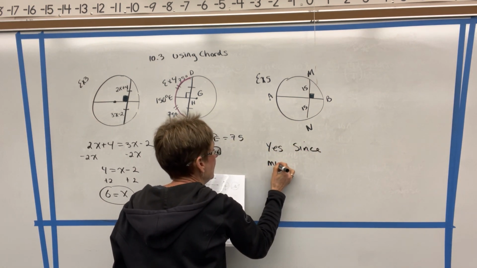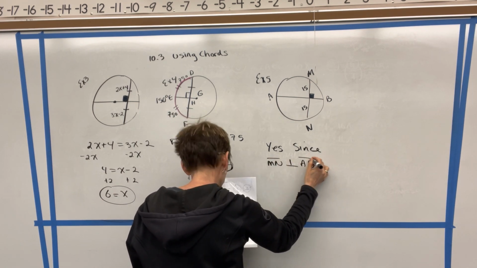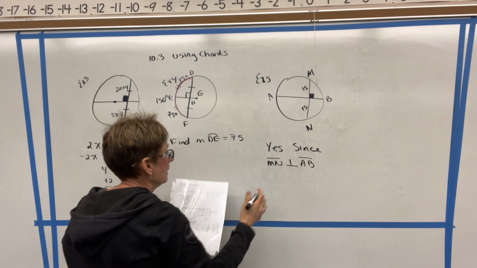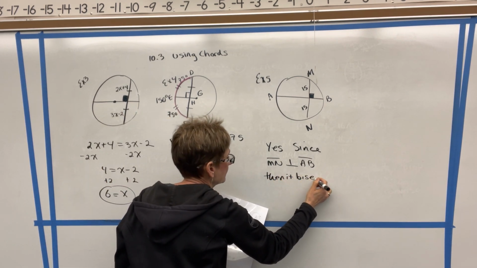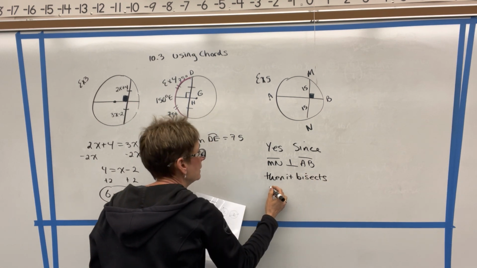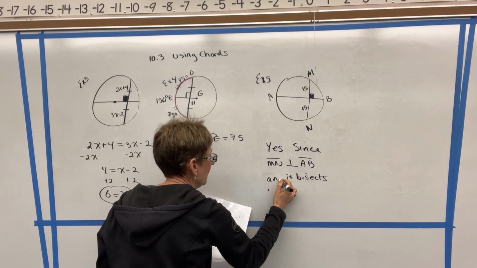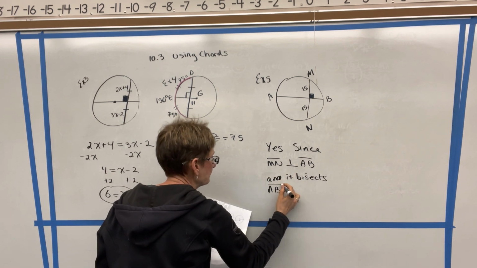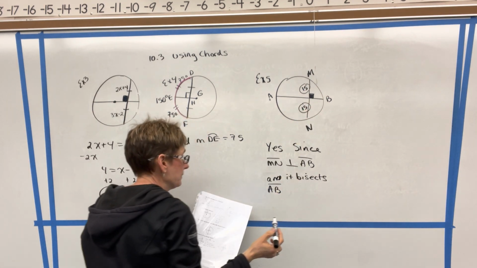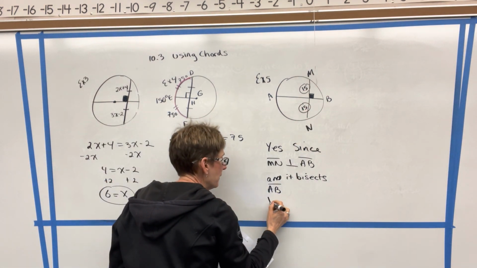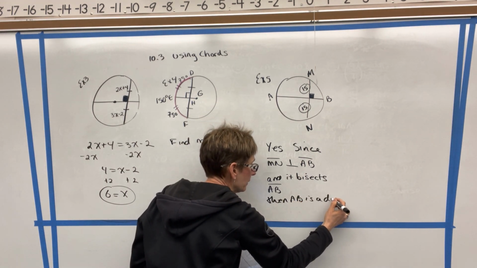since MN is perpendicular to AB, then it bisects AB. And it bisects AB because this piece is 15 and that piece is 15. Then AB is a diameter.